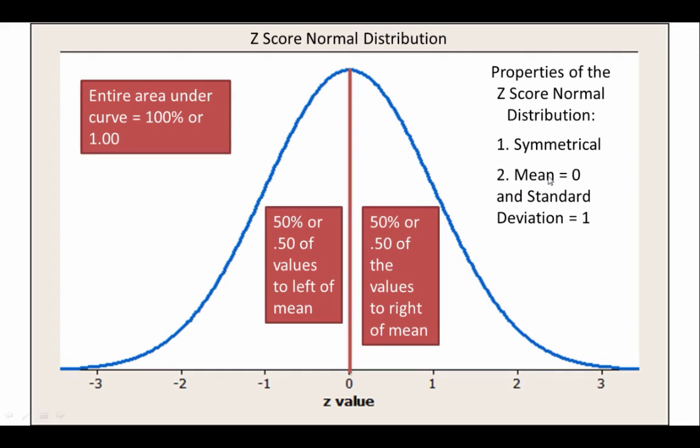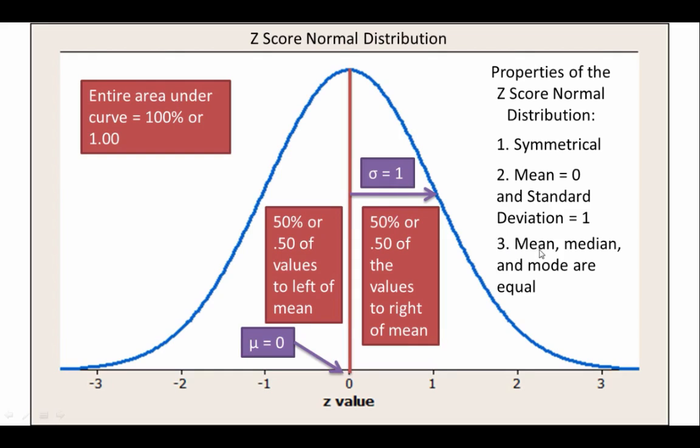Next, we can see that the mean of a z-score distribution is equal to 0, which I just said a minute ago. So the mean is equal to 0, and the standard deviation is equal to 1. Here on your screen, we're using the population symbols, the Greek symbols. This is called mu, equal to 0, and sigma, or the standard deviation, is equal to 1.